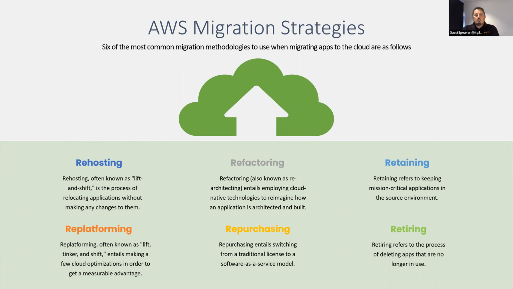The fifth one is retaining. Retaining means here we don't want to go to the cloud. We will keep it as it is. We have lots of dependencies, or we have lots of regulatory difficulties. We cannot go easily, so we want to retain. This is an option. The last option is retiring.